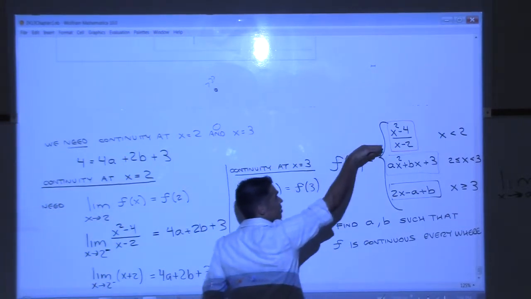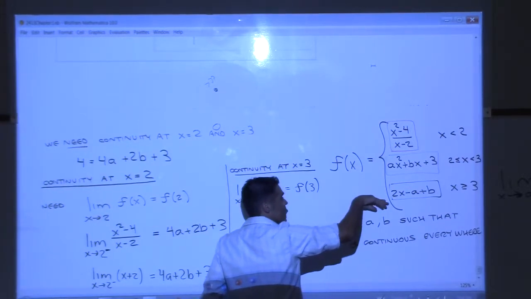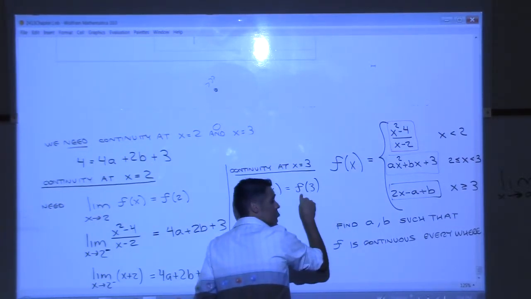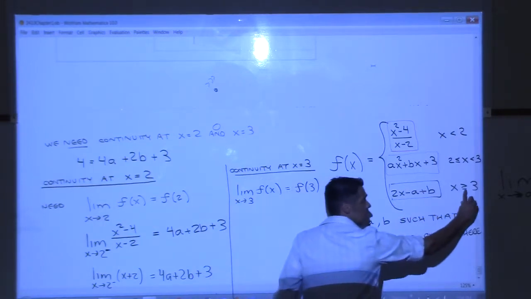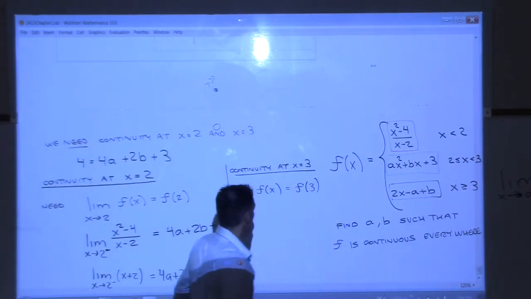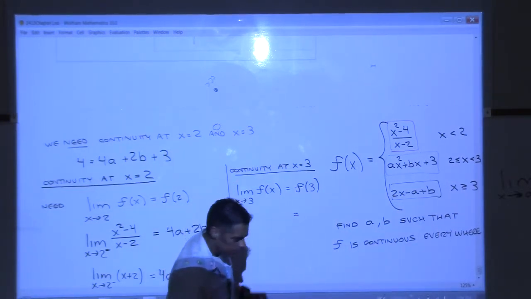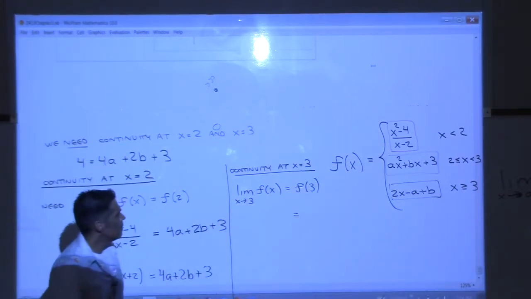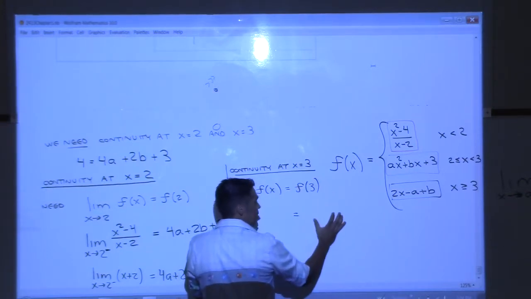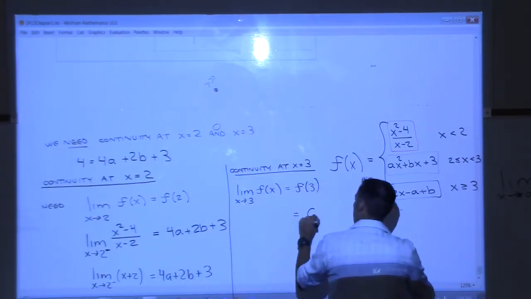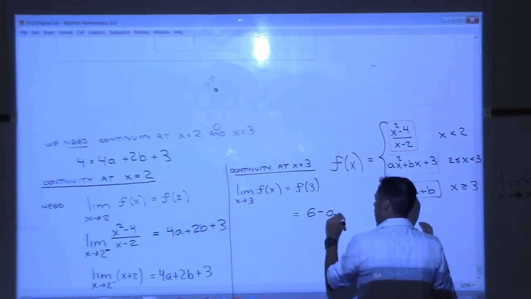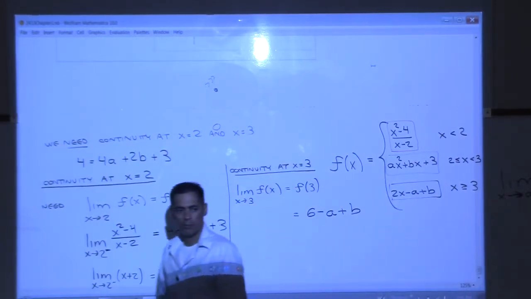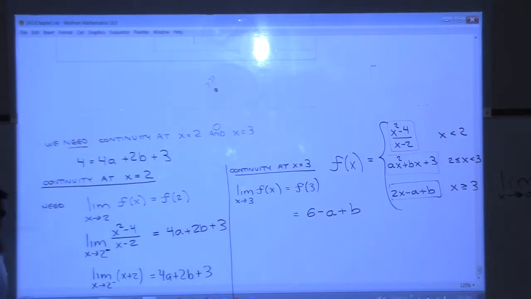So which of these 3 are you going to plug into? Top, middle, or bottom? If you're asked to plug 3 into the function. Bottom, because of that little symbol right there, right? So you're going to replace x with 3 now, and what do you get when you replace x with 3 right there? No, just forget this side, just this side, sorry. Just this side. 6 minus a plus b. Okay, good. All right, so the right side we're trying to match this piece up now.